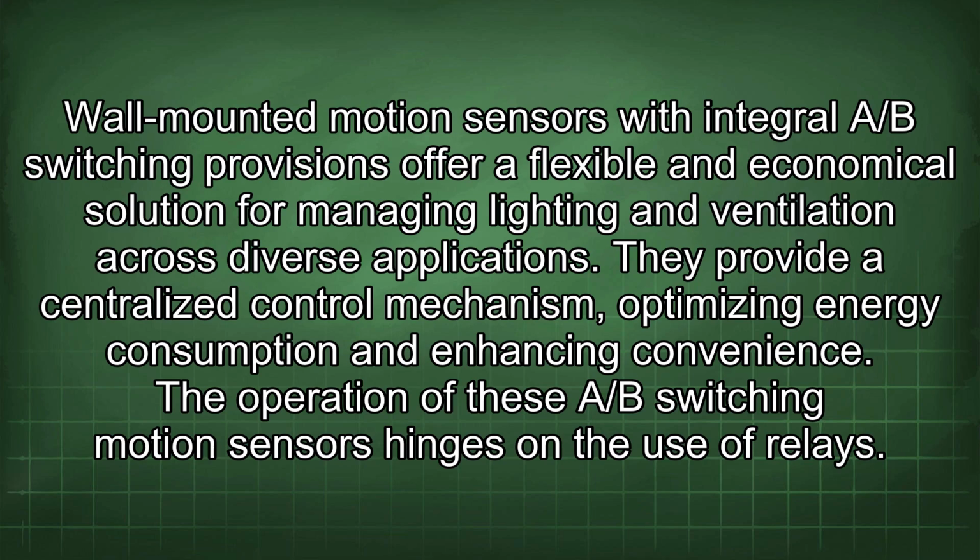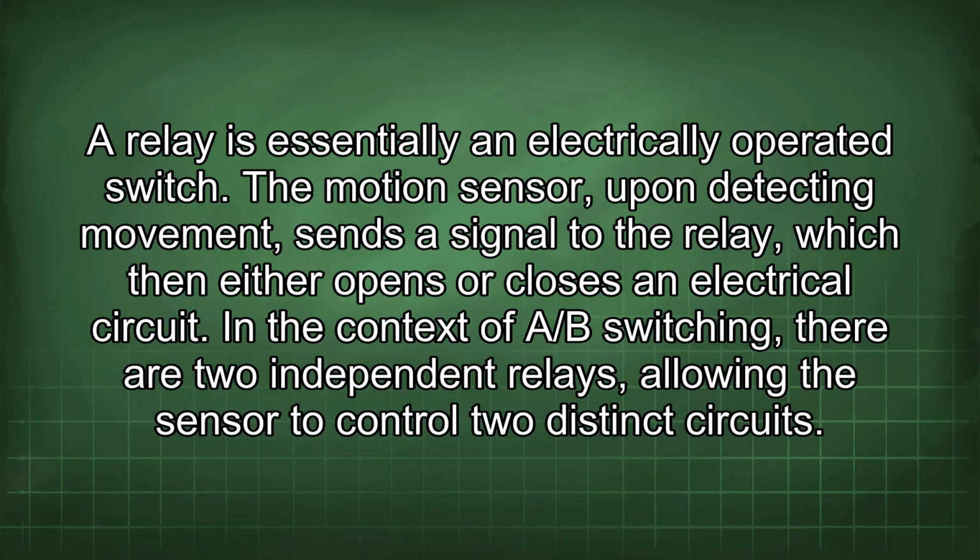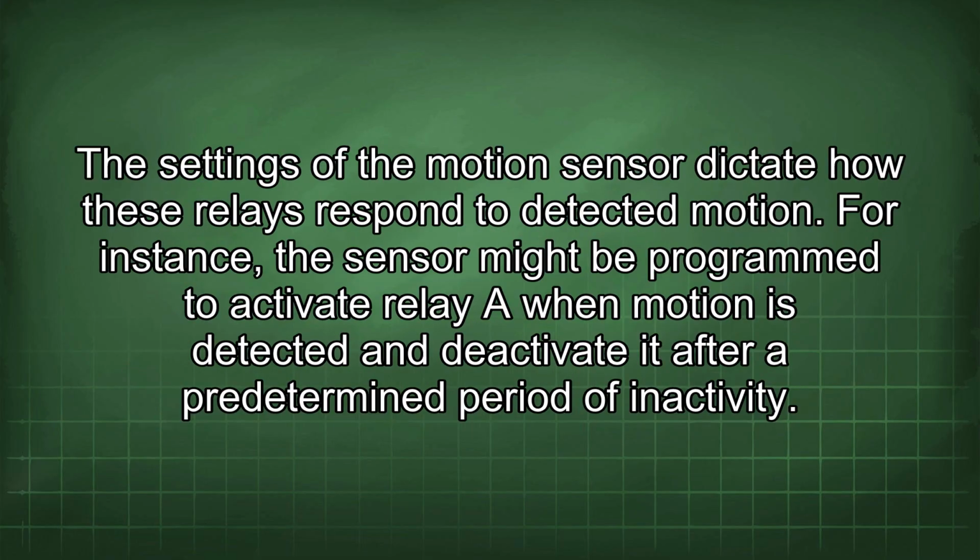The operation of these A/B switching motion sensors hinges on the use of relays. A relay is essentially an electrically operated switch. The motion sensor, upon detecting movement, sends a signal to the relay, which then either opens or closes an electrical circuit. In the context of A/B switching, there are two independent relays, allowing the sensor to control two distinct circuits. The settings of the motion sensor dictate how these relays respond to detected motion.